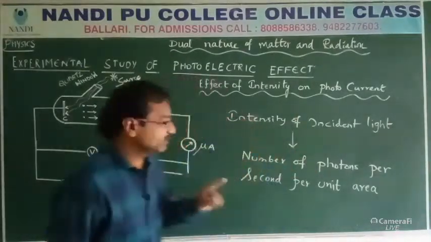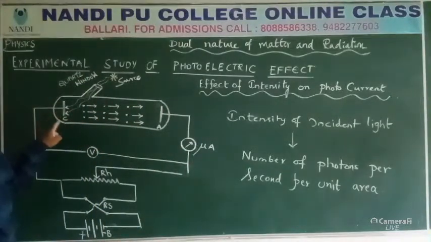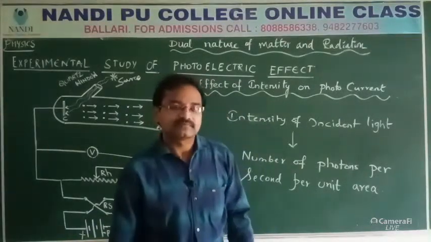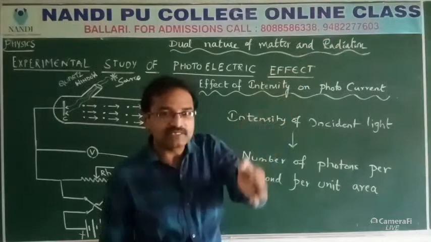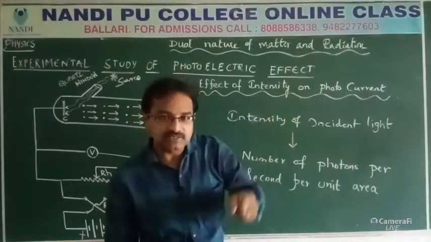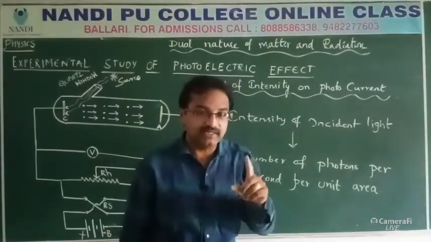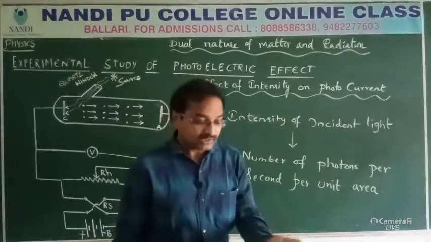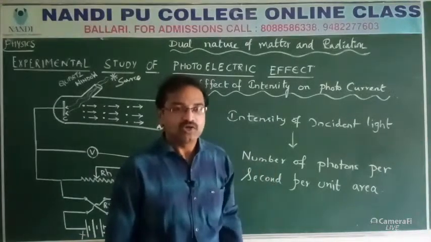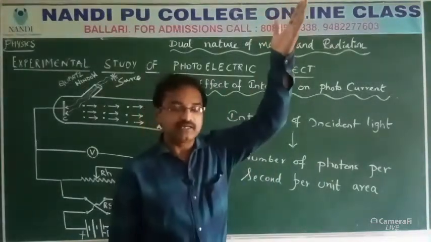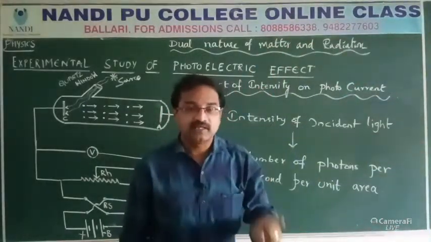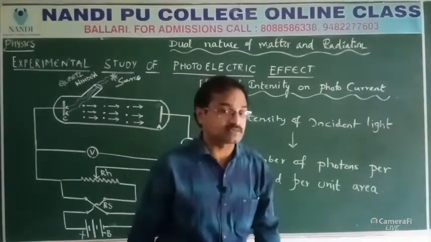Okay, if one photon is incident on this metal, it extracts one electron. Yes or no? If two photons are incident, it extracts two electrons. If 10 photons are incident, it extracts 10 electrons. Electrons are increasing means current also increases. So if you increase intensity, the number of photons increases, the number of electrons increases, thereby current also increases.